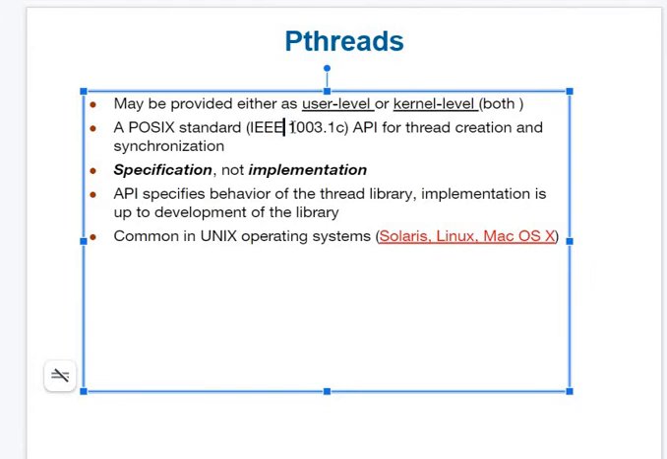POSIX threads work based upon IEEE 1003.1c, and these are used for creation and synchronization of the threads. Not for implementation. If you want to develop the work, the working portion should not be in the execution part, should not be in the P thread, whereas creation and management can be done through the POSIX threads.